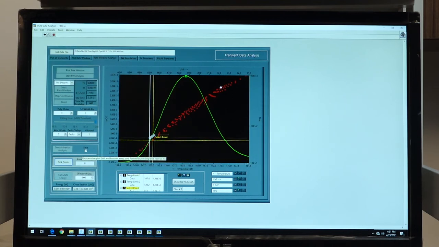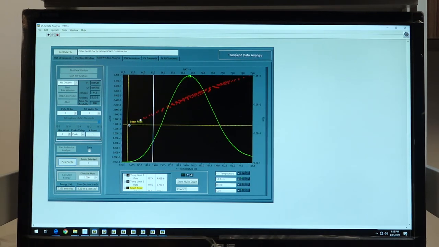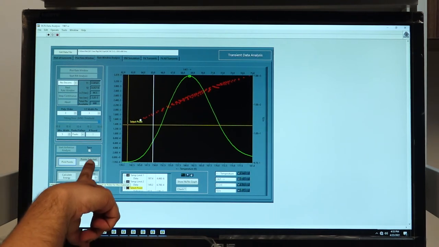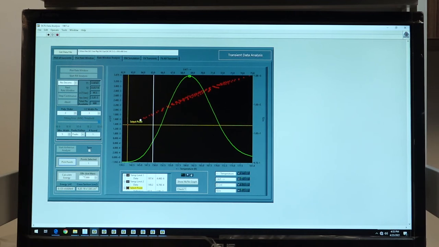This yellow window that you can see would be used to select points, and to do Arrhenius analysis, we have to select these red points. So we take this yellow detector to a particular red point and click on enter. Once we click on enter, we see that there is an increment in this points selected counter. So we'll continue to do this along the line.